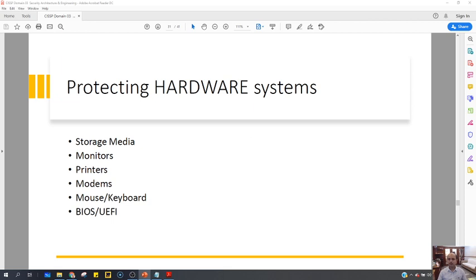Then the second threat is theft or loss. If there is any theft or loss, we can protect the storage media or the data inside it by using encryption. The third issue can be unauthorized access of the storage media. So we can put strong identity controls to protect the storage media from that. The next hardware system which we need to protect is the monitor. For monitors, there is a TEMPEST way in which data can be read remotely via electronic emanations.